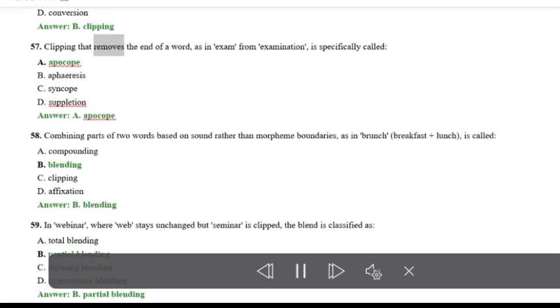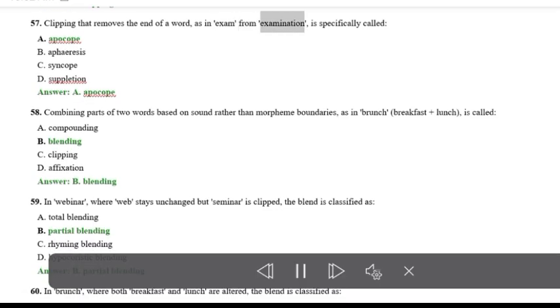57. Clipping that removes the end of a word, as in exam from examination, is specifically called A. Apocope. B. Aphoresis. C. Syncope. D. Suppletion. Answer, A. Apocope.